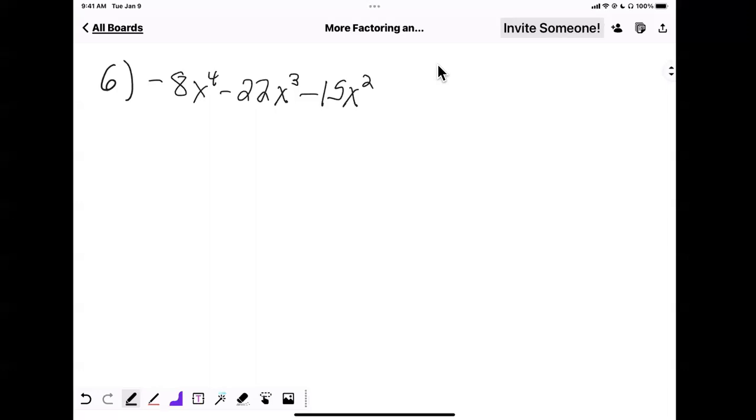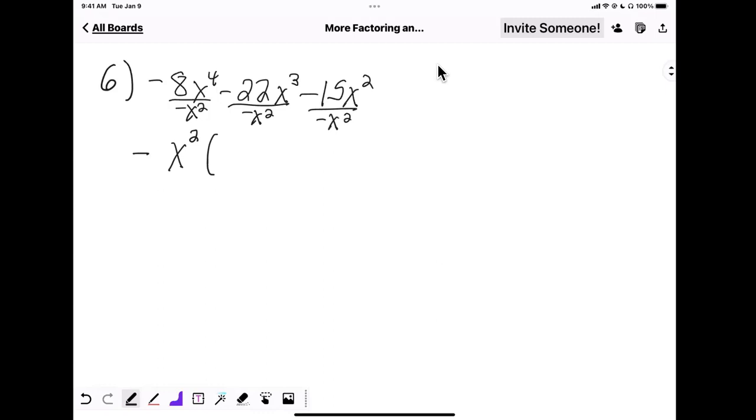All right, so I definitely see x's. I know I can take an x squared out. I know I can take a negative out. I have to take the negative out first, but can I take anything else out? And I would say no. I see -x squared. So let's figure out what's left. So -x squared, -x squared, -x squared.